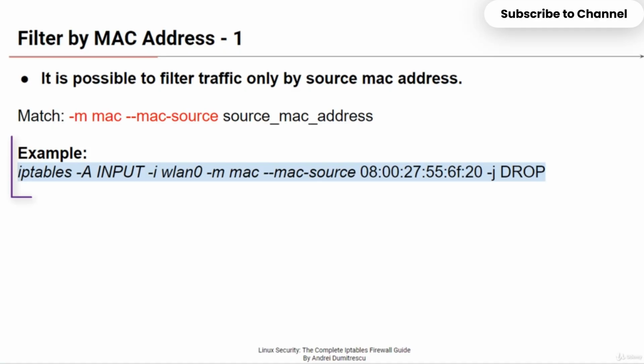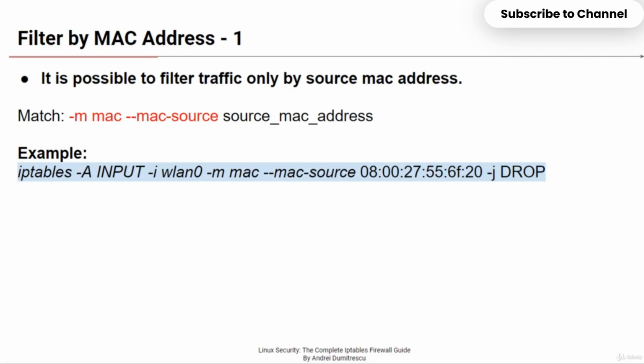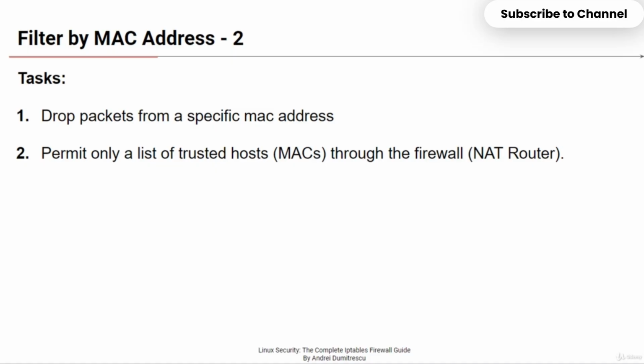In this example, we are dropping any incoming packets, it's the INPUT chain, that are coming on the wlan0 interface and have that given source MAC address. Let's see two more use cases. The first task is to drop incoming packets that are coming with a specified MAC address, and the second task is to configure the NAT router, which of course is running Linux, to permit access to the internet only to a list of trusted devices or MAC addresses.